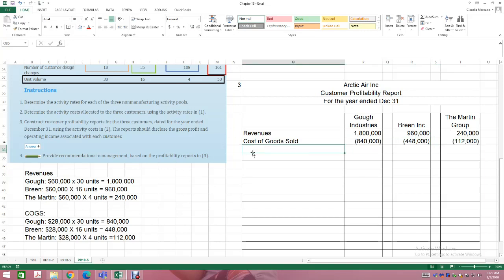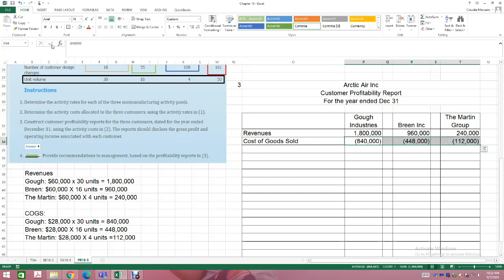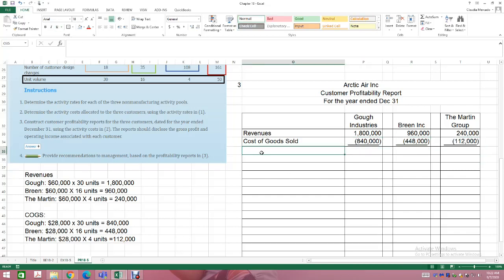Now I can calculate my gross profit. Your gross profit is equal to your revenues minus your expenses. So 1,800,000 minus 840 will give you 960. You do the same thing for the rest. So the 240 minus the 112 gives you 128. The 960 minus the 448 gives you 512.